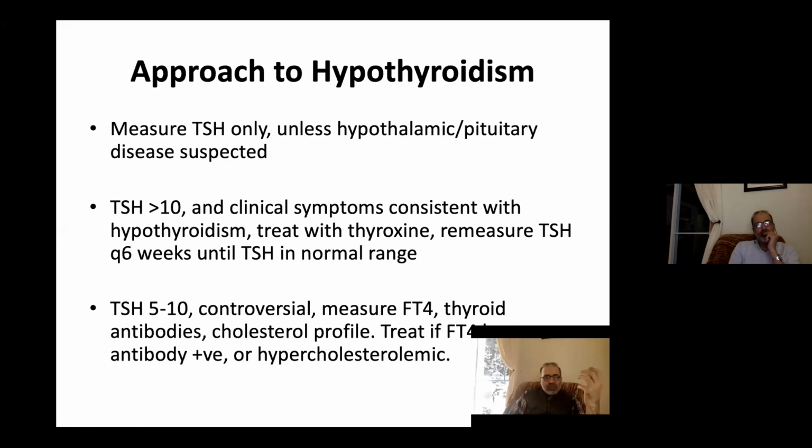In most cases, though, if the TSH is significantly elevated, i.e. over 10, and they have clinical symptoms of hypothyroidism and have a low T4, you treat them with thyroxine. And you treat them until TSH normalizes and keep it there.